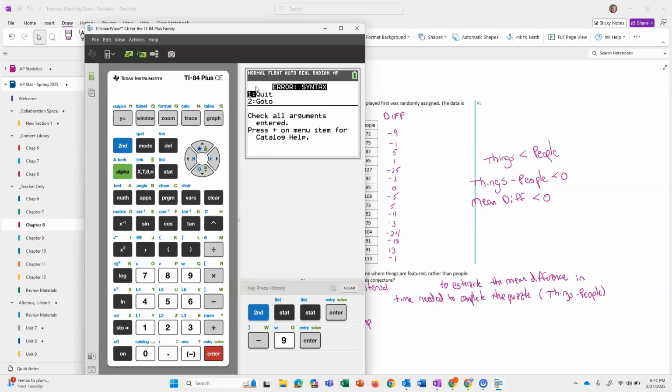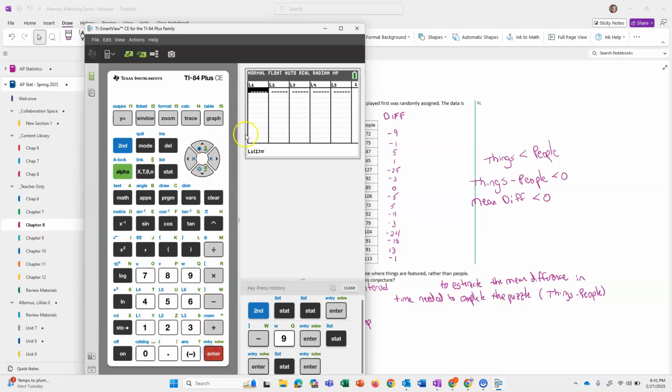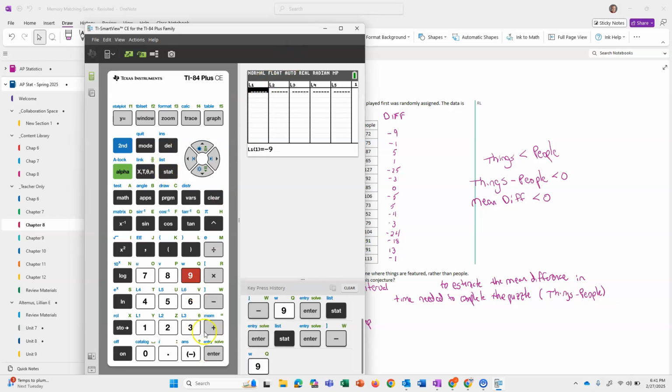-9, -1, 5, 1, -25, -30, -55, -11, -3, -24, -18, 13, and -1. Enter. And so now we can take a look at the stat plot.